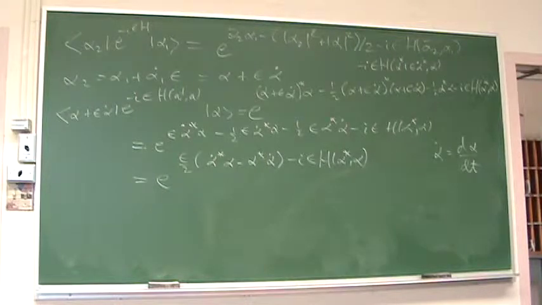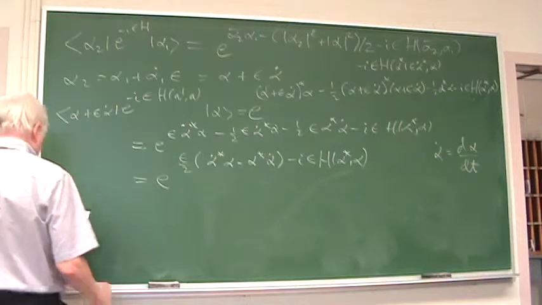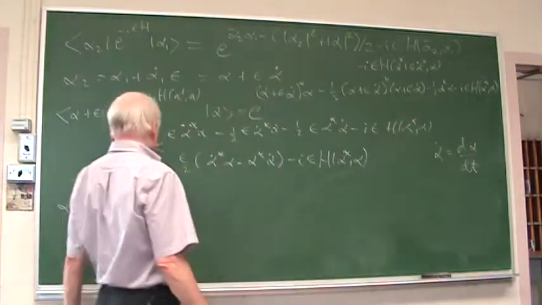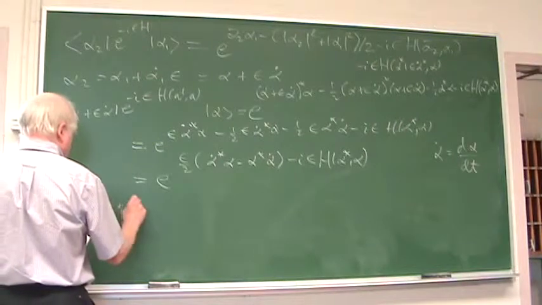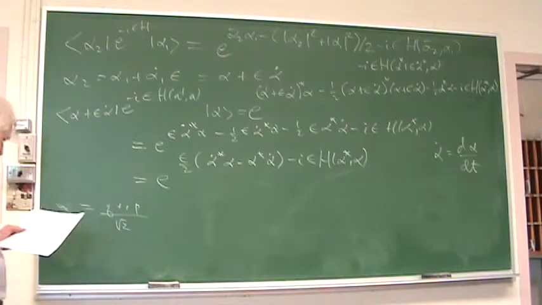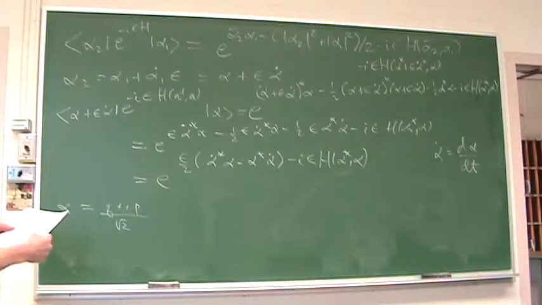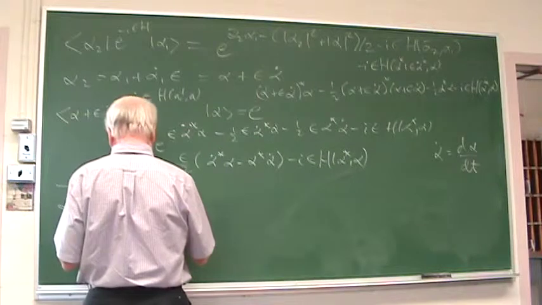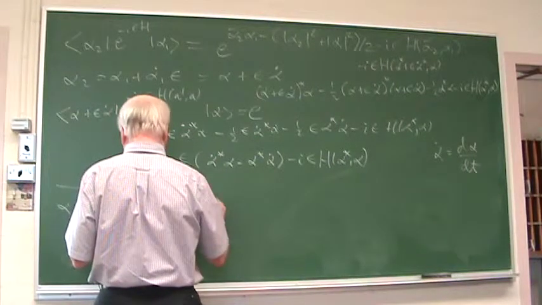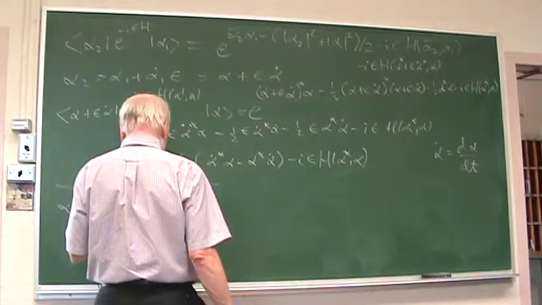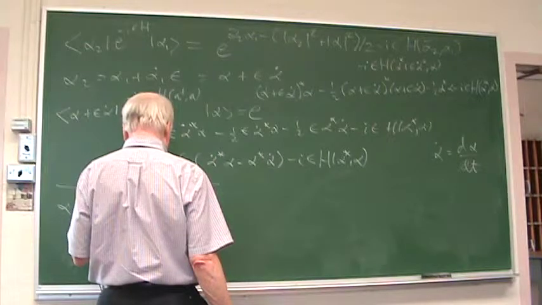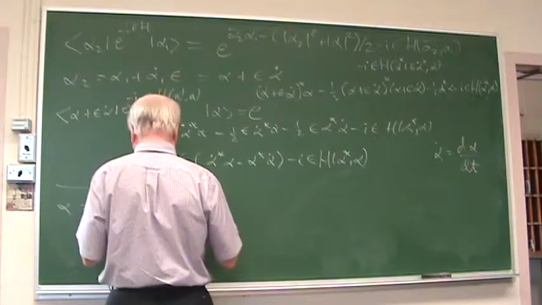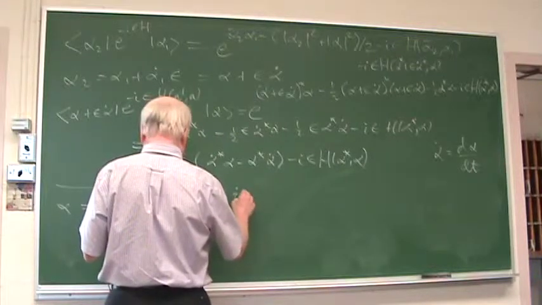Now, to get back to the language that we're used to, I'm going to let alpha be q plus i p over root 2. And now, what is this thing? In these terms, this thing is e to the epsilon over 4. Maybe there's an easier way of doing this. I think it probably is. It's probably instructive to do it the long way, so let me do it the long way.